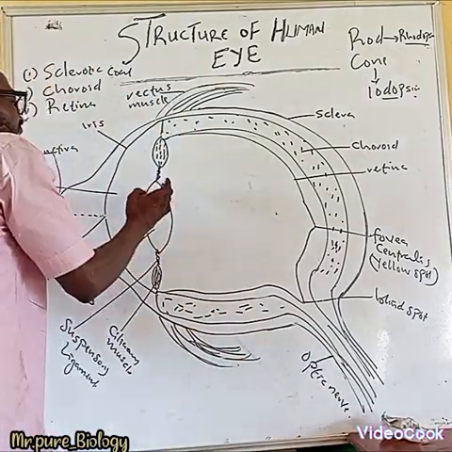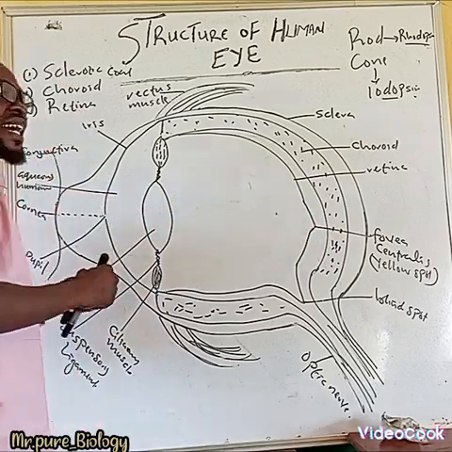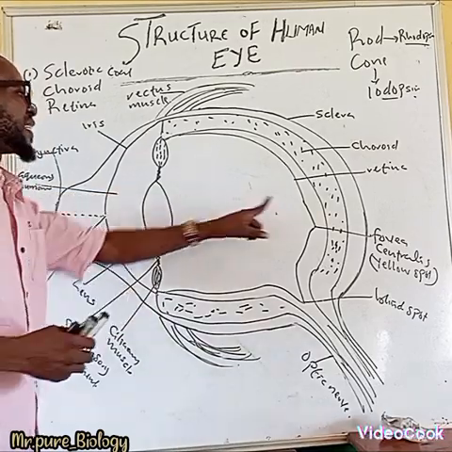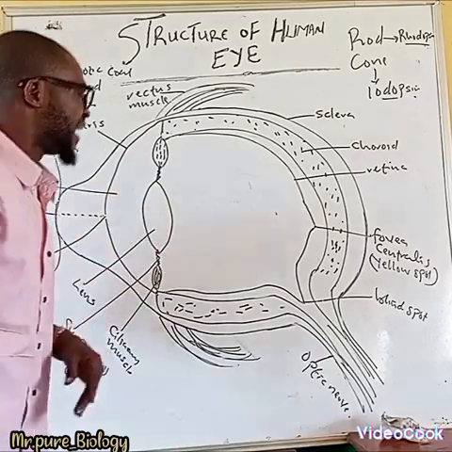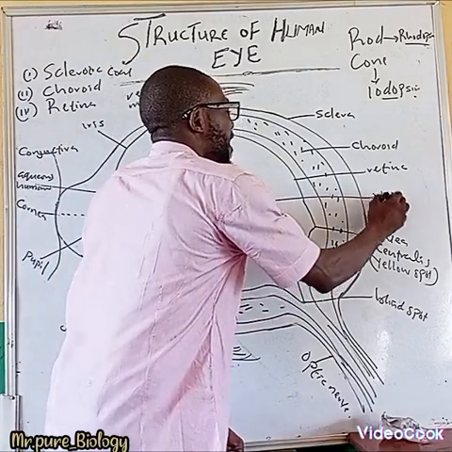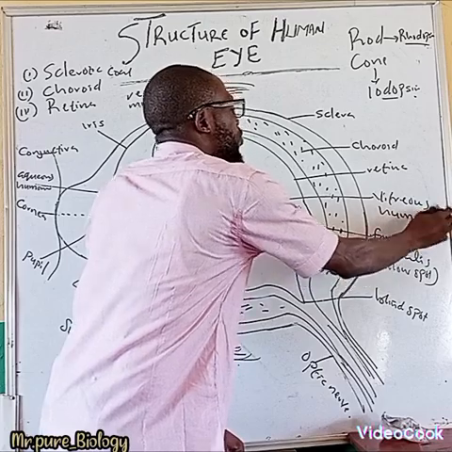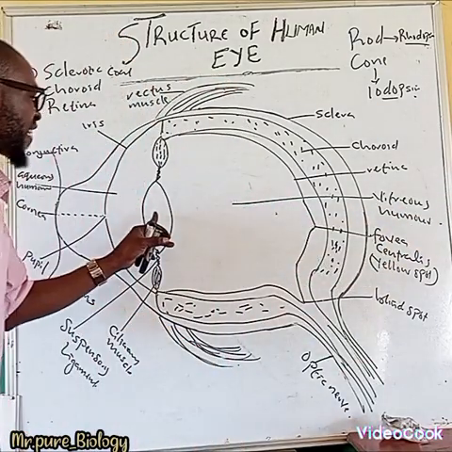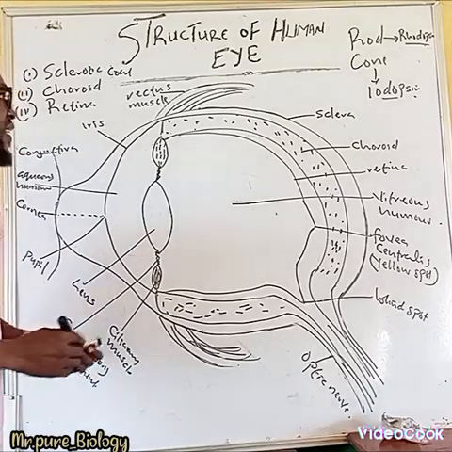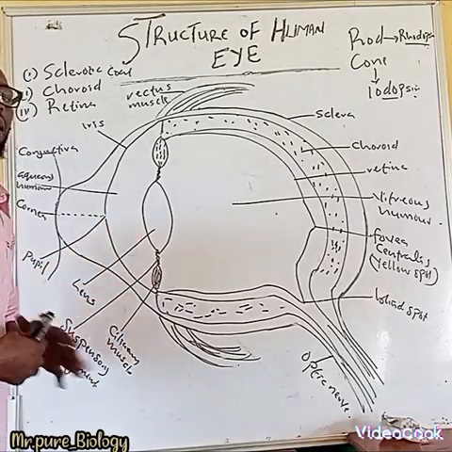And before that, the image has to be refracted onto the what? Onto the retina, and that is exactly the function of the liquid that is found between the lens and the retina. That liquid is what we call vitreous humor. So here we have vitreous humor. That is the liquid that refracts the light from the lens onto the retina. This is a simple structure of the human eye.